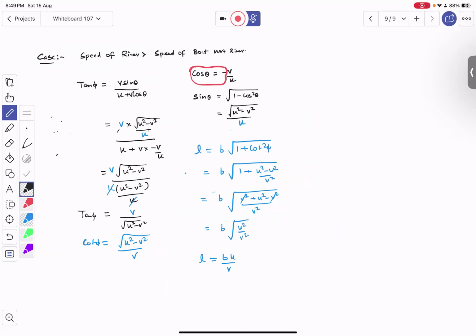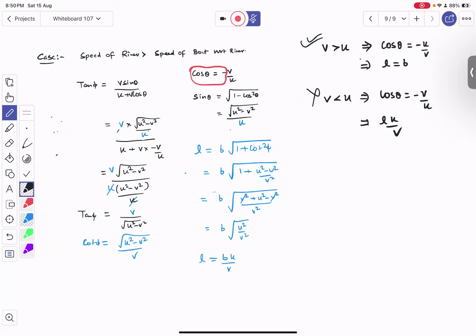You have to make this decision, whether V is more or U is more. If V is more than U, find out which ratio is going to be smaller than 1. So cos theta will be equal to minus U by V, and the shortest path is equal to B. If V is less than U, cos theta is equal to minus V by U, and path length is equal to B into U by V. That's all. Clear, no?